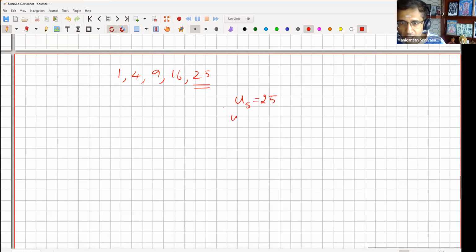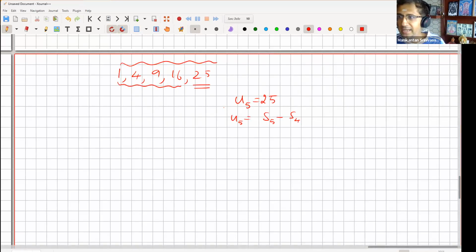But we all know U5 is S5 minus S4. Because if I sum all the way till 5 terms, and if I subtract the sum till 4 terms, by definition, I'll get the fifth term. So irrespective of what sequence it is, this property is always true that the nth term in any sequence is the difference between the sum till n terms and the sum till n minus 1 terms.